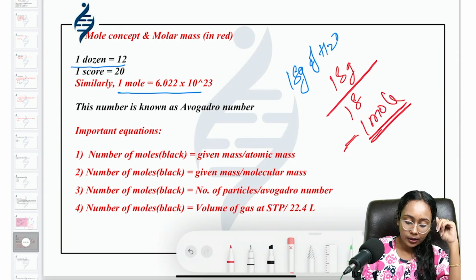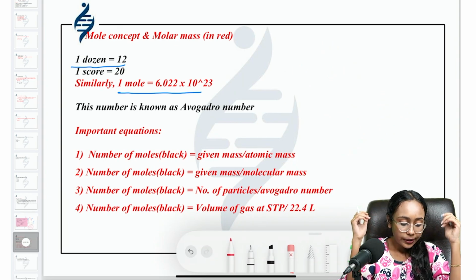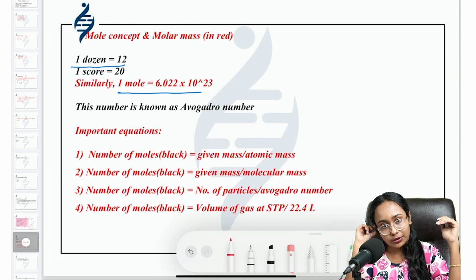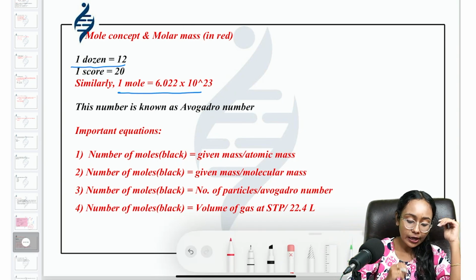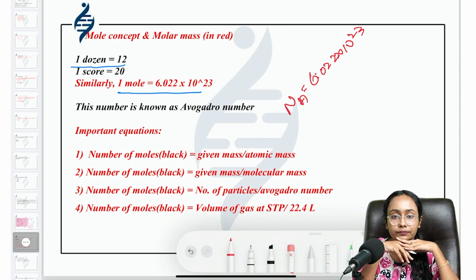Okay. Now we are moving on to the third equation. Number of moles equal to number of particles divided by Avogadro number. You know what is Avogadro number? Na equal to 6.022 into 10 raised to 23.